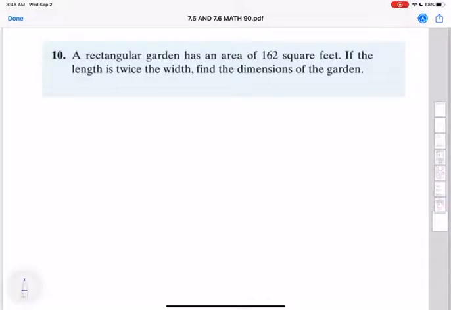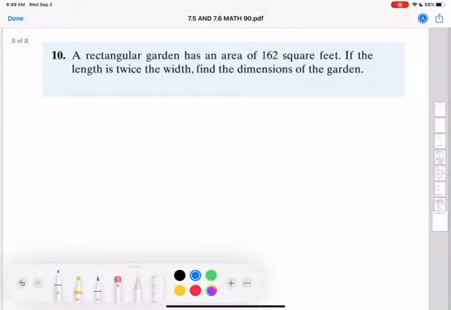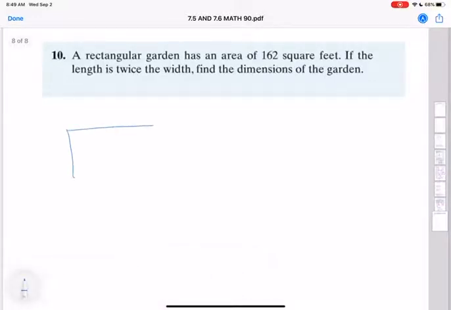So in this one, it says a rectangular garden has an area of 162 square feet. If the length is twice the width, find the dimensions of the garden. Okay, I don't know about you, but for me, I have to see a picture. Otherwise that's just a jumbled up mess for me. So let me draw my garden. A rectangular garden. Okay, got it. It has an area, so that's the inside.